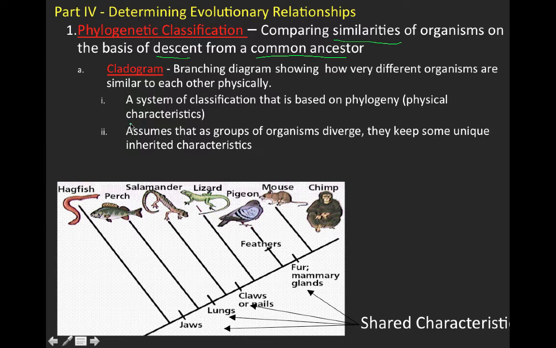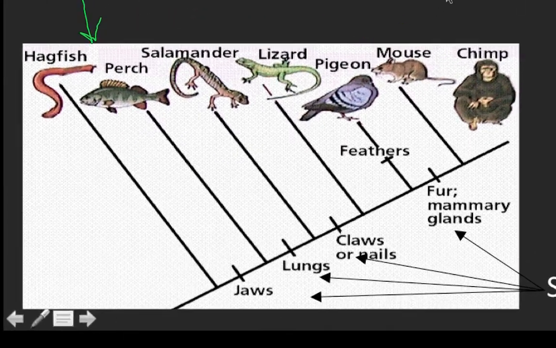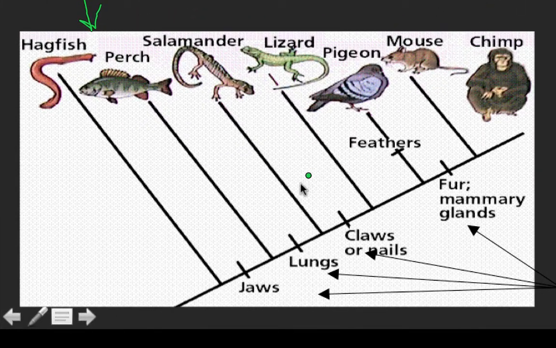And then at some point in time, through evolution of a species, individuals develop these new characteristics and branch off onto their own separate branch. Looking at this in a visual way is called a cladogram, and this is our branching diagram that shows how very different organisms are similar to each other physically with certain shared characteristics or traits. This system of classification is based on phylogeny and those physical characteristics that they share. As organisms diverge, they keep inherited characteristics and develop new ones.